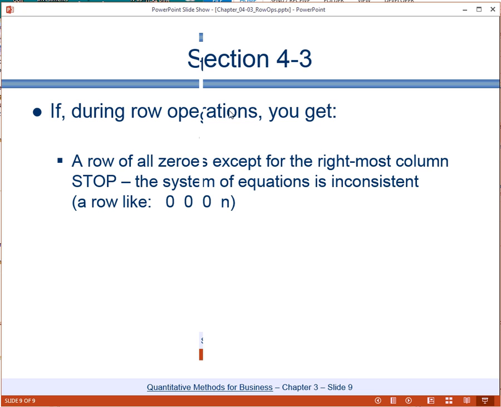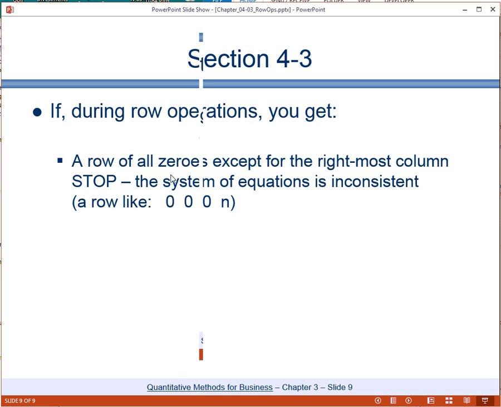Okay, if while you're doing row operations, in one of these steps you get a row that's got all zeros in it except for the right-hand column, you get 0, 0, 0, and then something that's not 0, stop. If you get that, the system of equations is inconsistent. There's no solution to it. So if you're doing that on a homework, just pick the option that says inconsistent. If you're doing that on a test, write down: system is inconsistent, no solution.